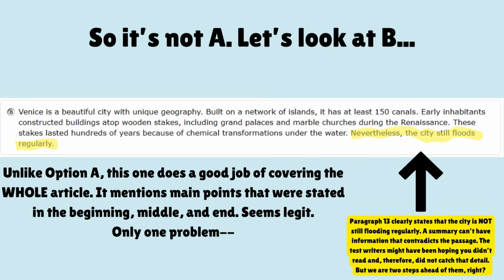But we are 2 steps ahead of them because we know now, because we are inserting ourselves in the minds of test writers. And we know that they are going to put in answer choices or pieces of answer choices that contradict, that go against facts that were given to us in the article. The answer choices can never contradict what was clearly stated in the article. And that's part of reading comprehension. And that's what they're testing you on.